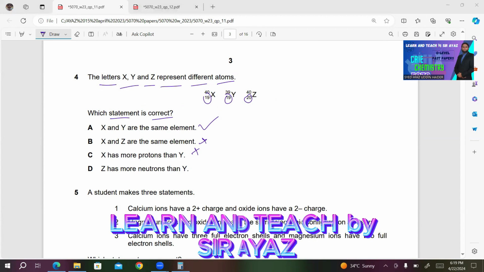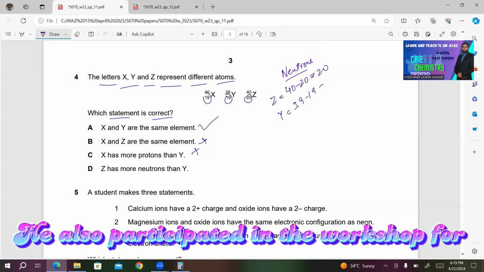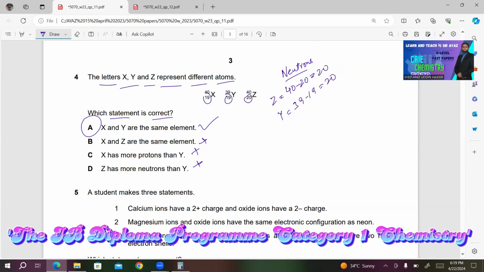For Z, if you want to work out the neutrons, it must be 40 minus 20 gives 20. What about Y? 39 minus 19 gives 20. They have the same number of neutrons. This is also incorrect. A will be the right answer in this case.